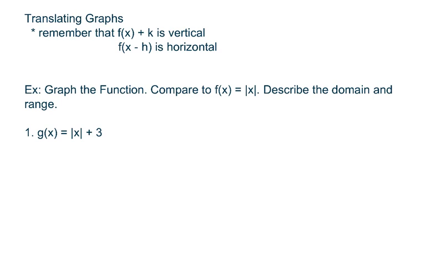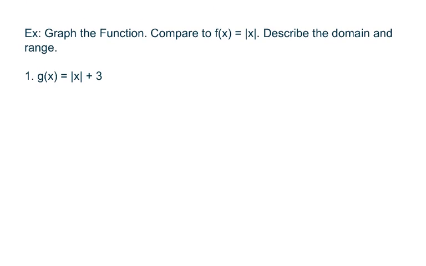Number 1 here, graph the function compared to f of x is equal to the absolute value of x. Describe the domain and range. We have several things we need to do here. Let's actually start with comparing to f of x is equal to the absolute value of x. Remember what we've done in Section 6, we replaced this with f of x. So we could think of it as f of x plus 3. Obviously, the plus 3 is not on the inside of the parentheses or inside of the bracket. This is on the outside, which makes it a vertical change. And since it's adding and subtracting, this would be a translation.